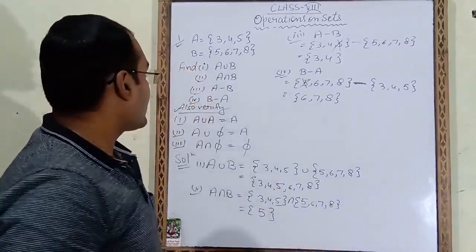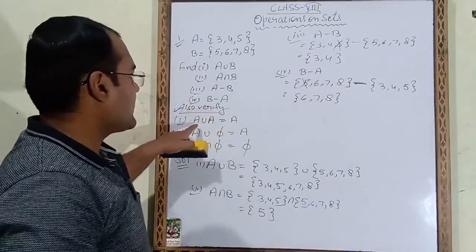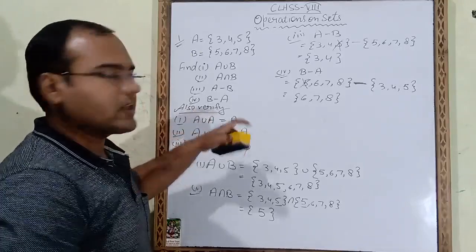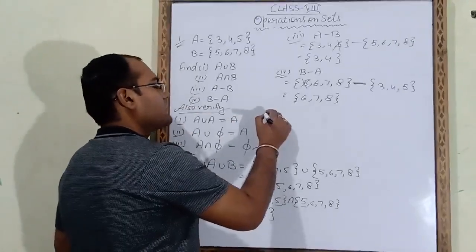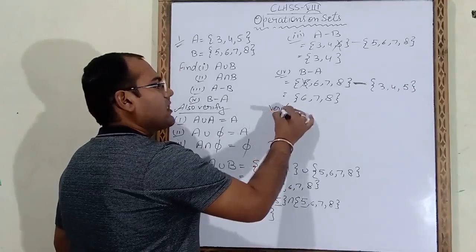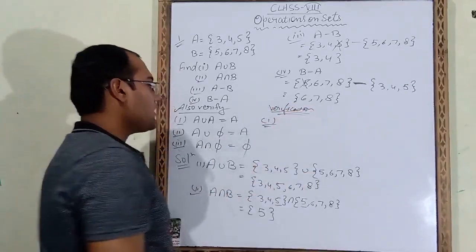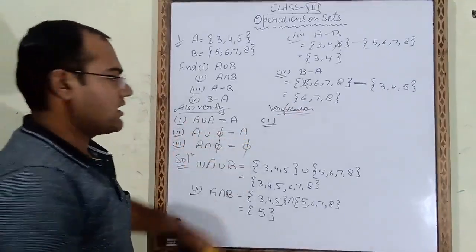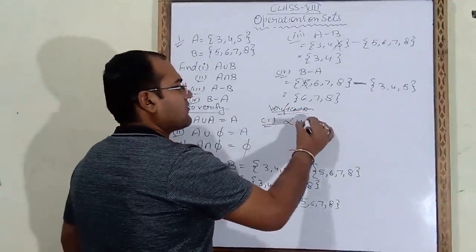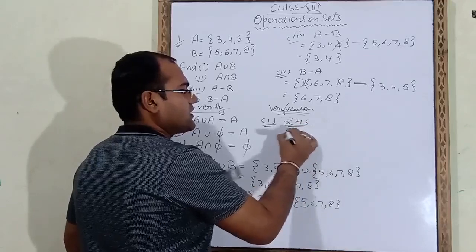Now the next part is we have to verify that A union A is equal to A. So what you have to do? Verification. First part. A union A is equal to A. Left hand side we will take first. What is written on the left hand side? A union A.